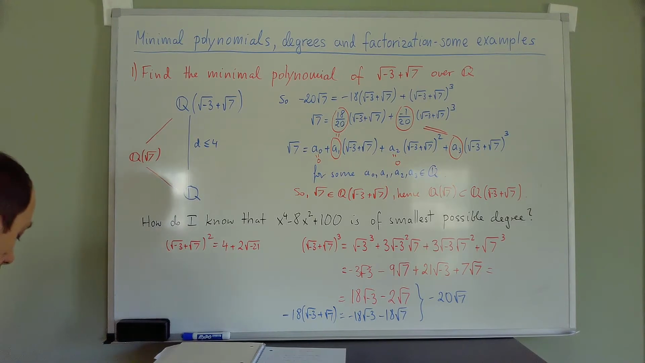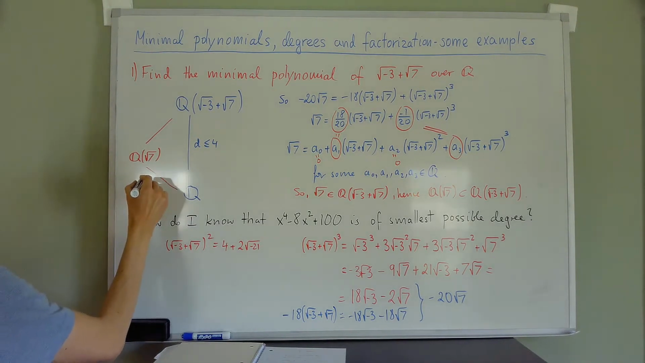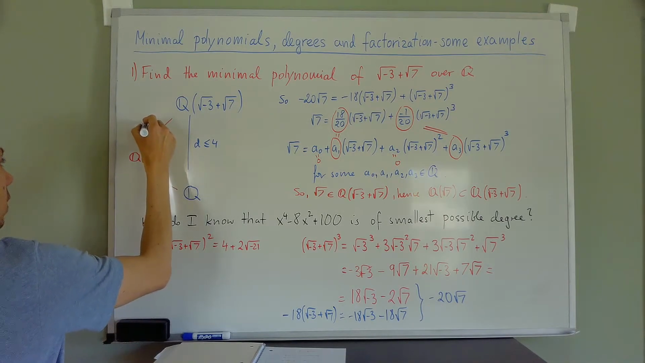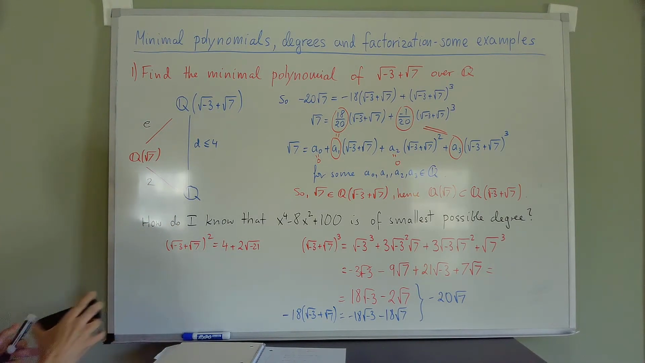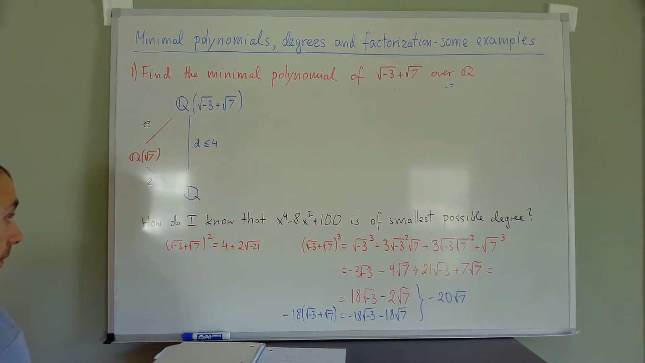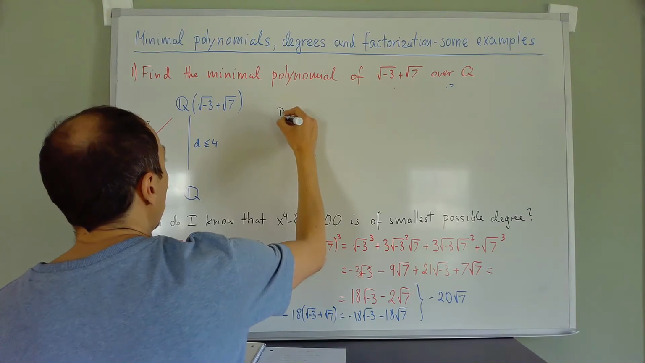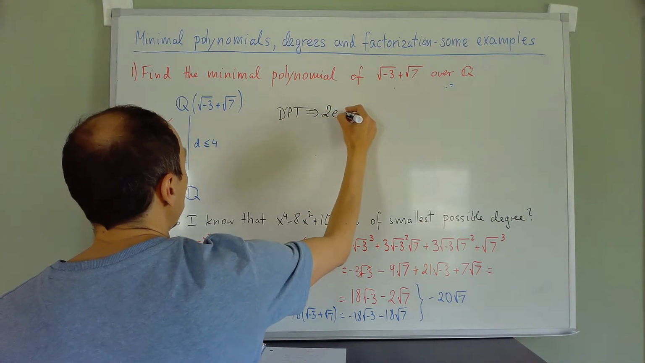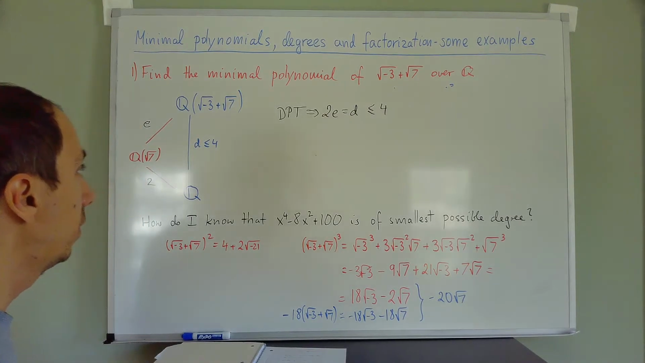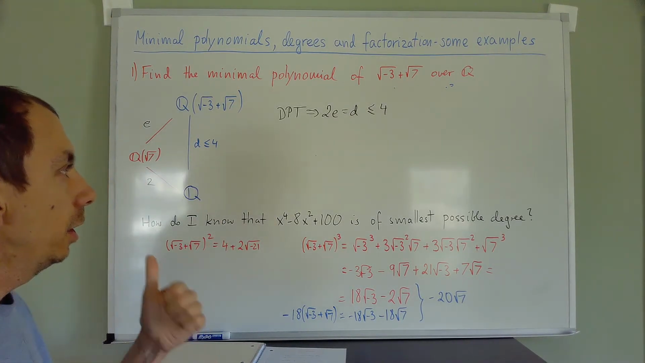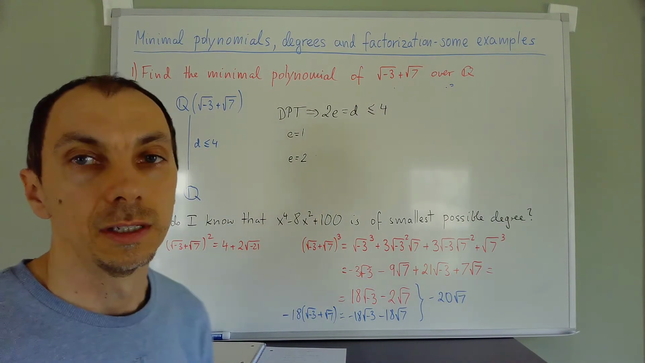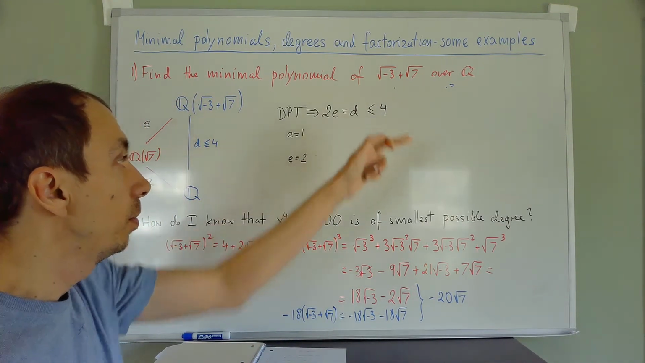And now I gain some knowledge, because now I know this degree is 2, right? Because the minimal polynomial of radical 7 over Q has degree 2. So what is this? Let's think about that. By the Dedekind tower theorem, I get that 2e is equal to d. And I know that d is at most 4. That's what we already proved. So what are the options for e? e could be 1. e could be 2. And that's it, right? Anything larger than 2 would give me d bigger than 4.